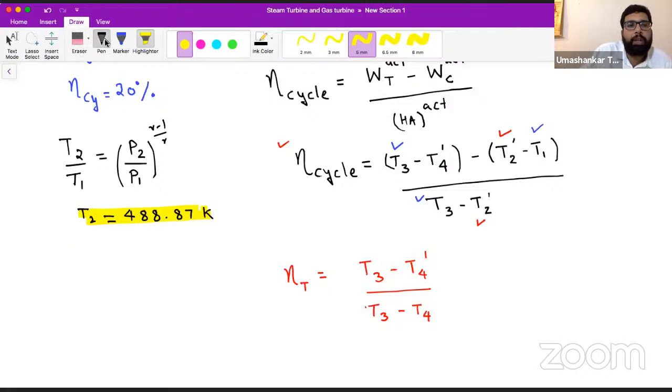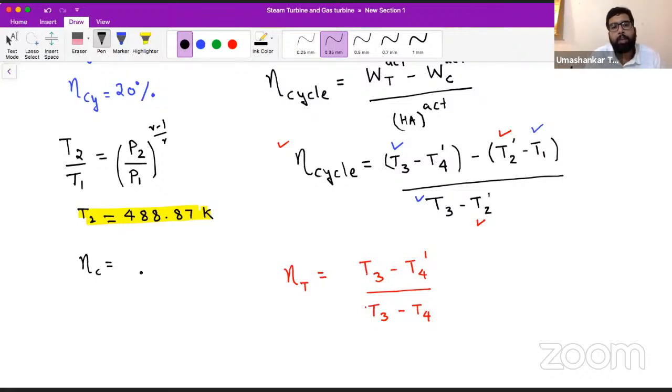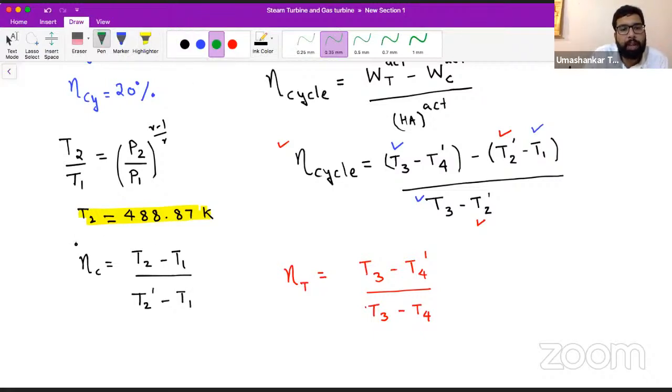So once you have T2, you know what compressor efficiency is. We have said it. Compressor efficiency will be ideal upon actual, because here actual work will be more. So how can we write it? We can write it like T2 minus T1 upon T2 dash minus T1. Now we have the value of this.